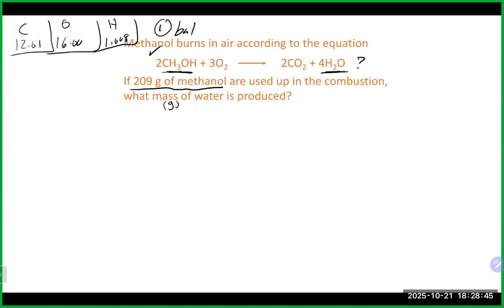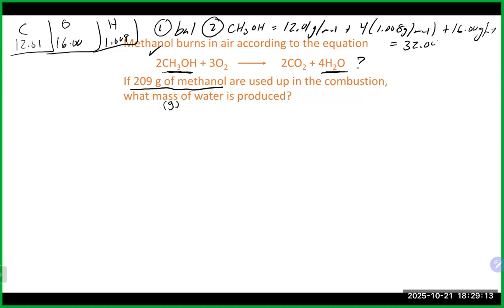Next thing we want to do is take whatever they gave us and convert it into moles, which we do need to do since we only have grams. So we will need the molar mass here of CH3OH. So again, we got 12.01 for our carbon. We got a grand total of 4 hydrogens at 1.008. And we got an oxygen at 16. That's going to give us 32.04, looks like. 32.04 grams per mole.